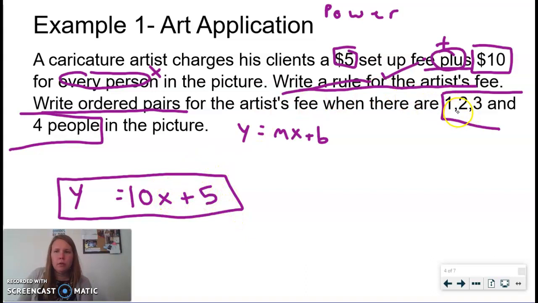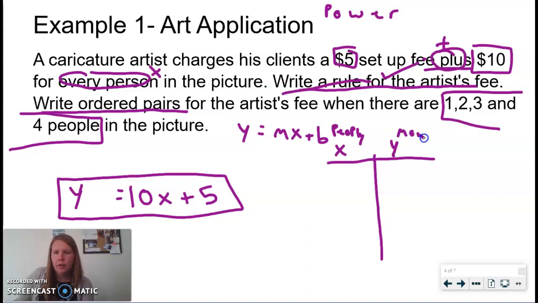So we need to come up with the ordered pairs for how much it is going to cost for 1 person, 2 people, 3 people, and 4 people. So I'm actually going to set this up as a table. I think it's just going to help you a little bit more. So these are the amount of people, or my x. And y would be money, or my output. Money it's going to cost. So we needed to figure out for 1 person, 2 people, 3 people, and 4 people.